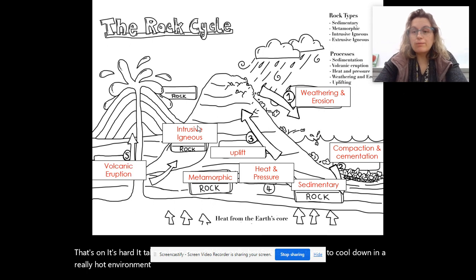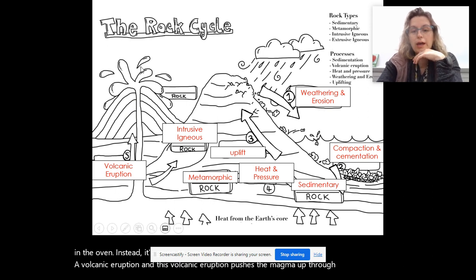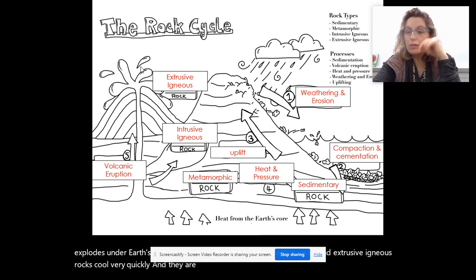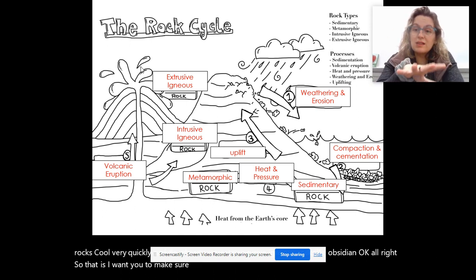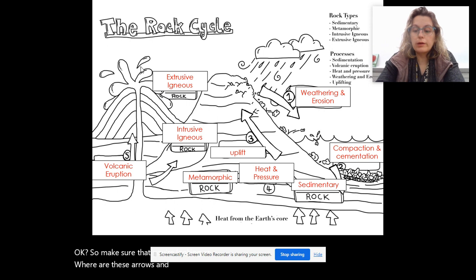This really hot substance is trying to cool down in a really hot environment. Now, let's pretend that they didn't get stuck, okay? It didn't get stuck in the oven. Instead, it's going to experience a volcanic eruption. And this volcanic eruption pushes the magma up through the volcano, and it explodes onto Earth's surface where we create extrusive igneous rocks. And extrusive igneous rocks cool very quickly, and they are going to have those small crystals like obsidian, okay? All right, so I want you to make sure that you study this section because it's on your test, okay? So make sure that you're looking at where these arrows are and what creates what rock.